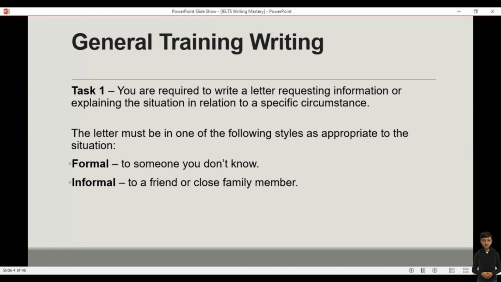First one, we have a formal letter. This is to someone you don't know. Then an informal letter, to a friend or a close family member. So that is the basic difference between formal and informal letters. We will consider just two of them.